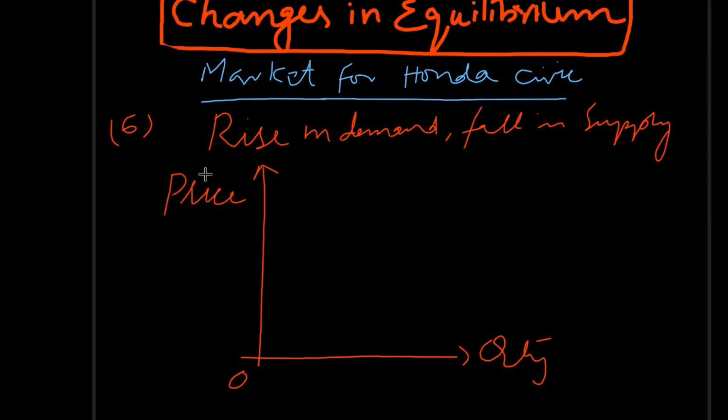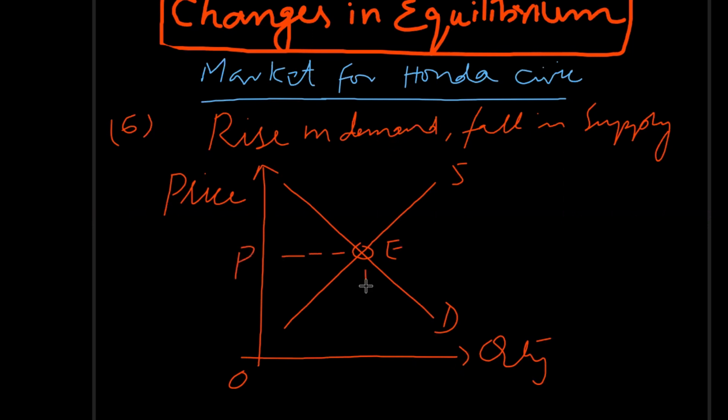Okay, again repeat the same process. One thing is really common in all these graphs, that we have to draw initial equilibrium point by drawing initial demand and supply curve. So initial equilibrium is at point E where equilibrium price for Honda Civic car is P and quantity is Q. Now rise in demand as a basic principle shifts demand curve to the right, and so we will have to draw demand curve to the right hand side of initial demand curve. So new demand curve is D1.